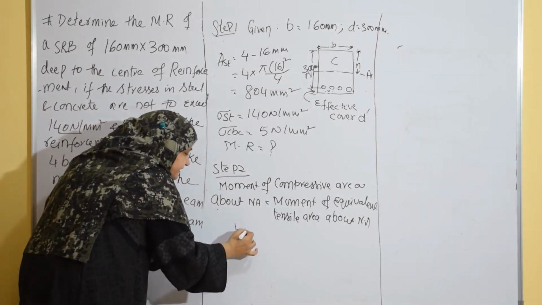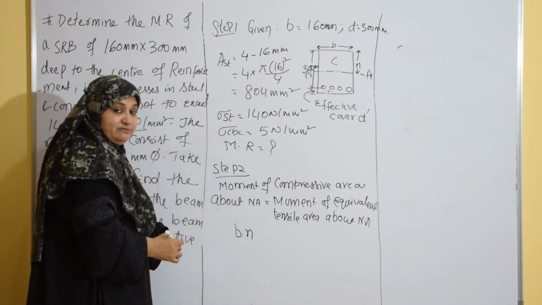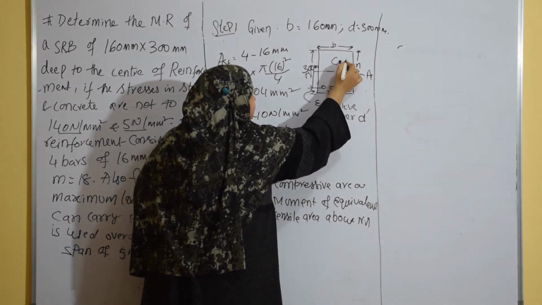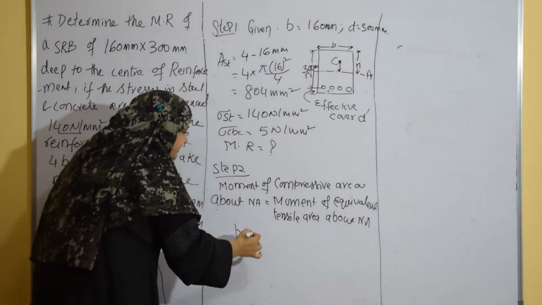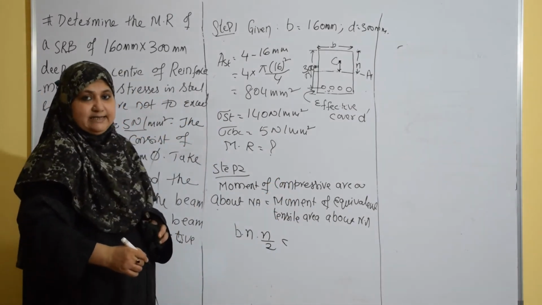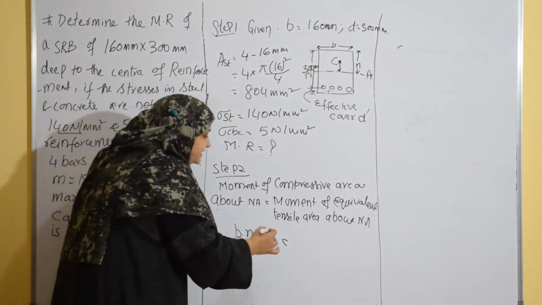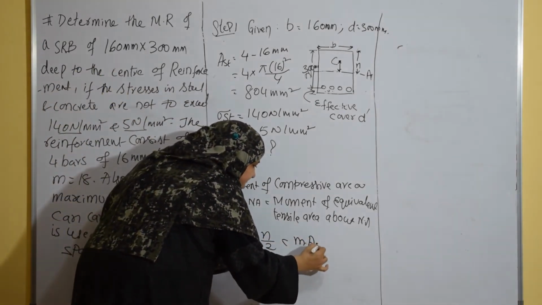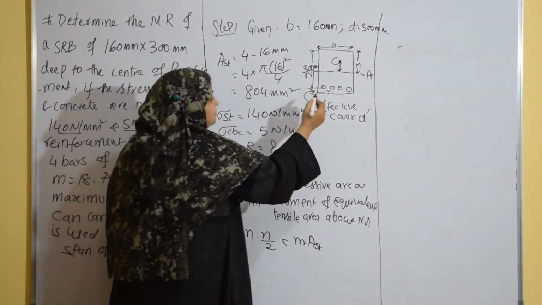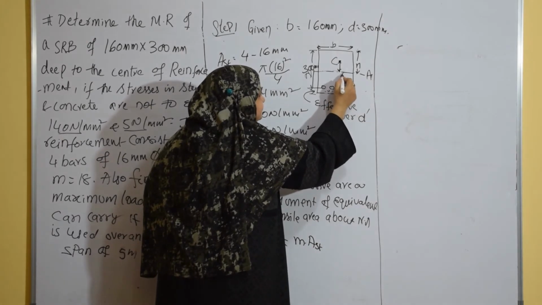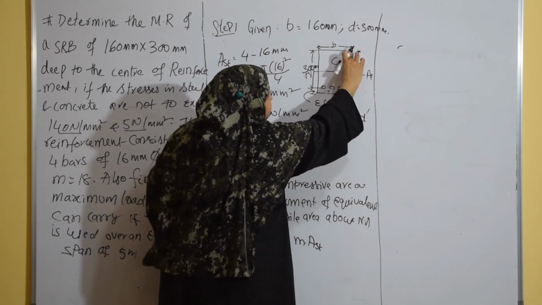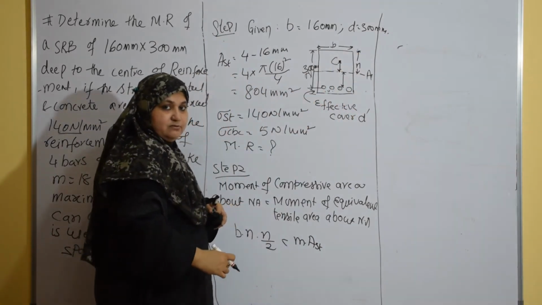So your compressive area is B into N, and you have to multiply it with the centroidal distance. This compressive centroidal distance is N by 2 because this is rectangular. So N by 2 is equal to the moment of the equivalent tensile area. What is the equivalent tensile area? M AST. This you have to multiply with the centroidal distance. So from here to the neutral axis, this total is D. Okay, so D minus N will give you the centroidal distance.